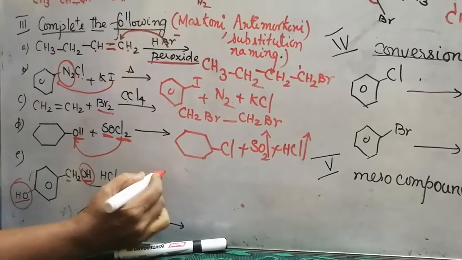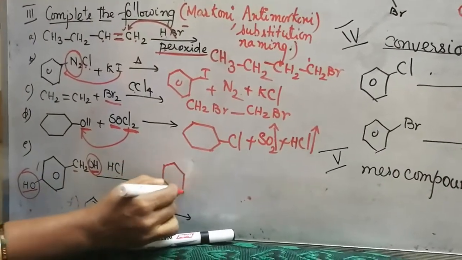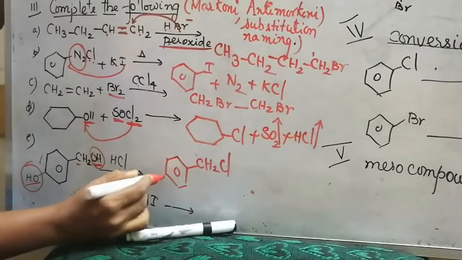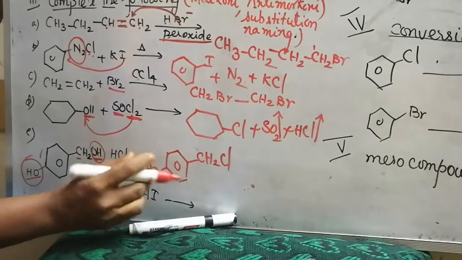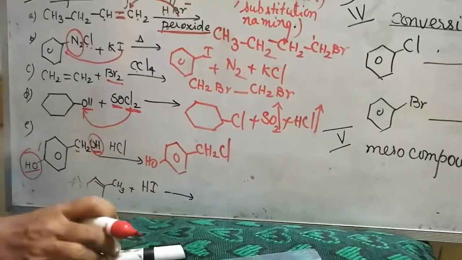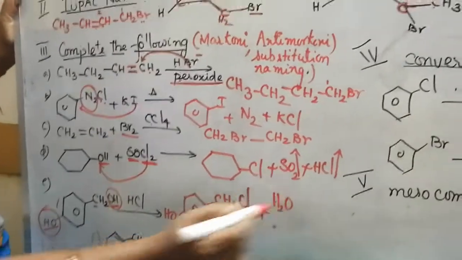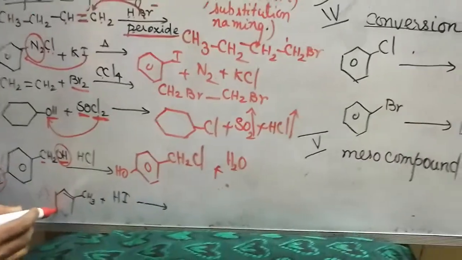So what will be the product you will get? The product will have CH2Cl here, but here the OH will remain the same. So what will happen to this OH with the H? It will be removed as water. Now let us go to the next question.